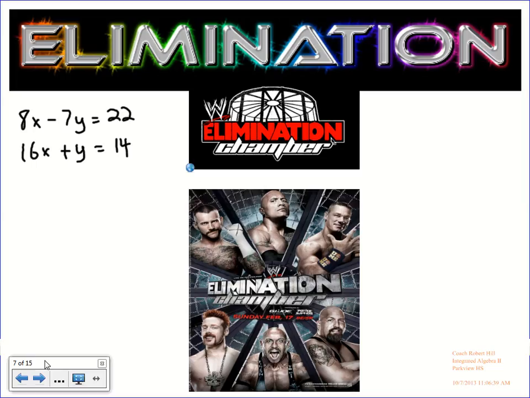But nothing cancels out. So I need to take one of these equations and multiply it by something. I think the quickest thing to multiply by is 7. He said negative 2. That would work just as well. I could multiply everything in this top equation by negative 2. That would certainly be a smaller number than 7, because I'm going to have to multiply 16 times 7. But again, guys, it will not matter which of those ways you do it. 16 times 7, 112, I believe.